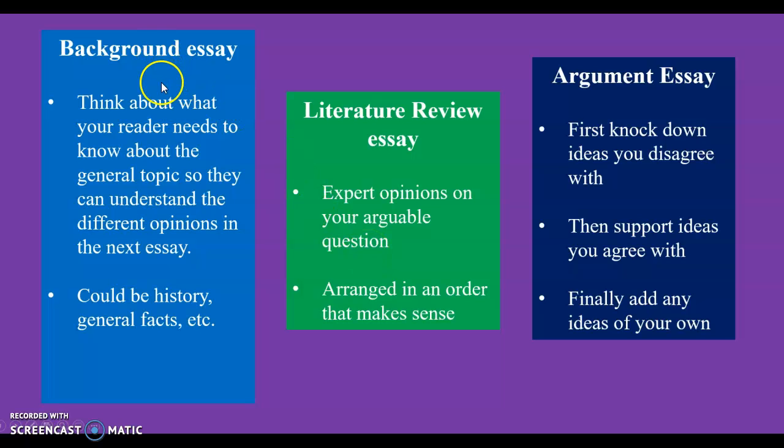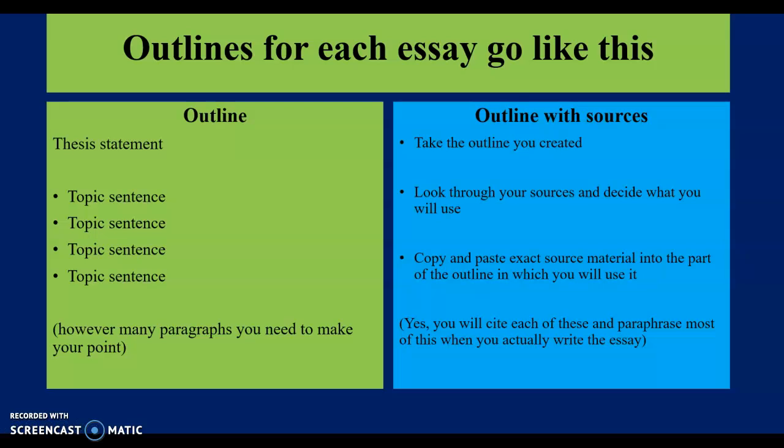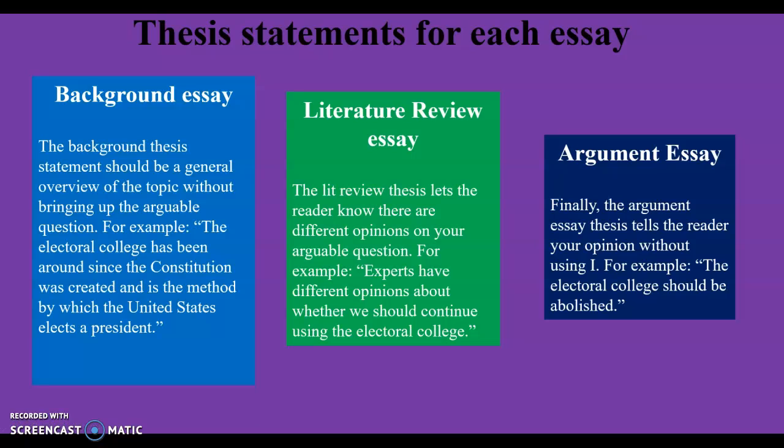This again is a reminder, background essay, it's what the reader needs to know before they understand the question, history, facts, etc. The literature review, the second essay, is different opinions on that arguable question. The argument essay is your opinion. You already did these outlines. The first outline is just thesis statement and topic sentences. Outline with sources is where you flesh that out by cutting and pasting your sources.